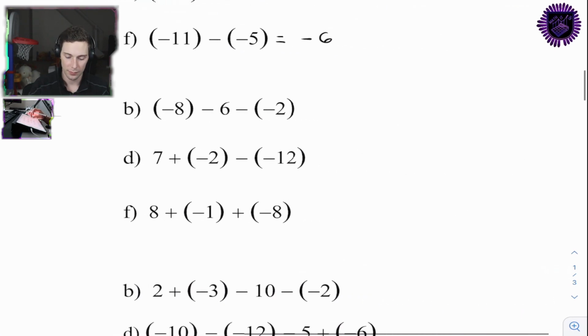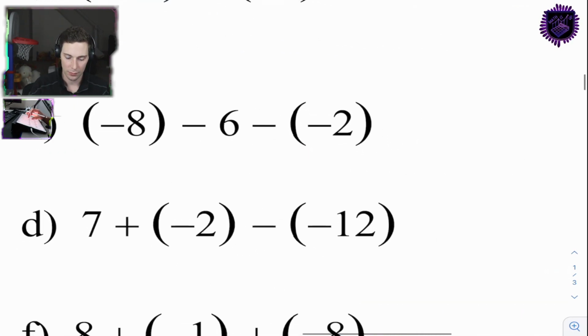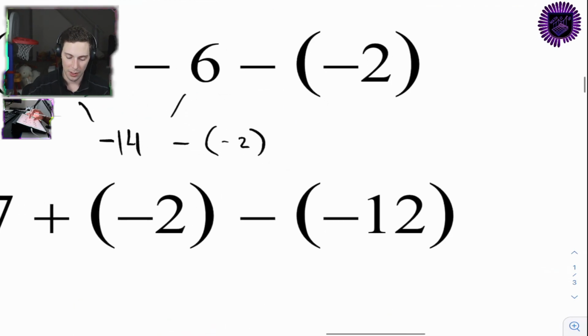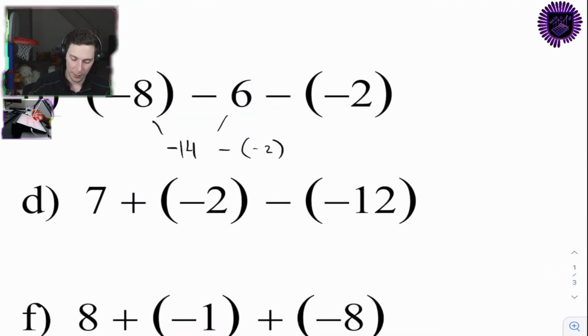All right. Negative 8 minus 6 is going to equal negative 14. And then we minus our negative 2. Minus negative 2. That's going to be negative 14 minus negative 2. That's going back up to negative 12.